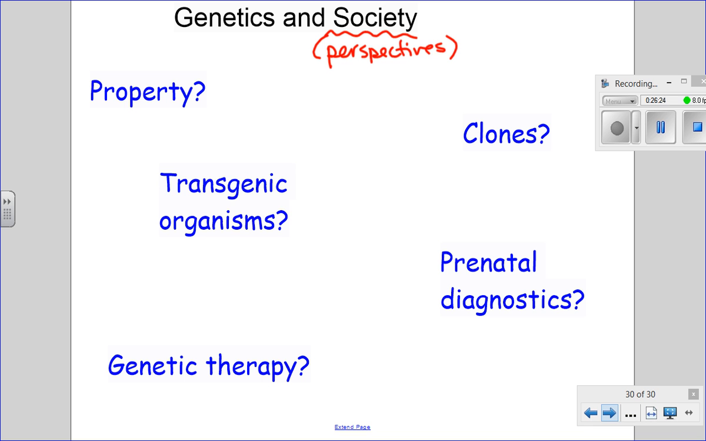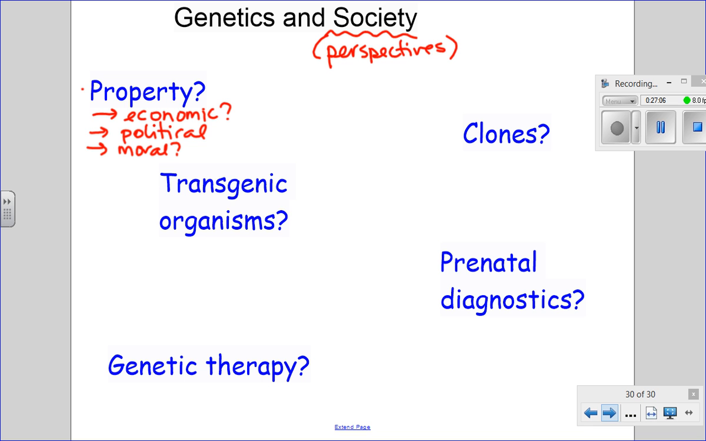So the first question I put up here is the word property. A lot of the studies of DNA have sort of at the core, who owns the technology? If you discover something about the DNA of human beings, do you own that? Or because we are human beings, should everybody have access to that? So this idea of property brings up a lot of maybe economic questions, a lot of maybe even political questions, maybe even a lot of moral questions.